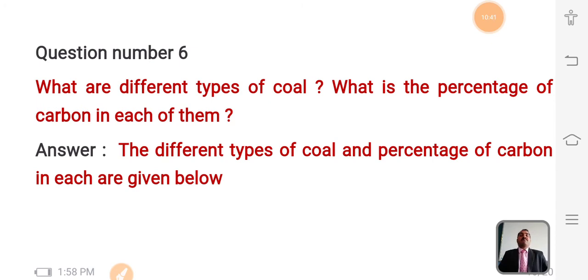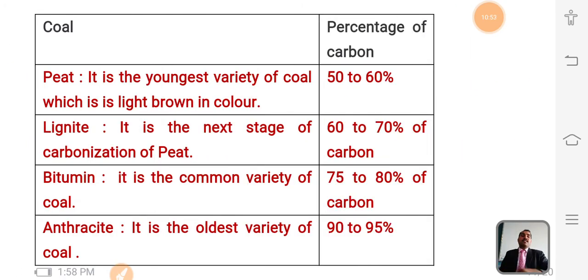Question number 6. What are the different types of coal? What is the percentage of carbon in each of them? The different types of coal and their carbon percentages are given in this diagram. How many types of coal are there generally, dear? There are 4 types of coal: peat, lignite, bitumen, and anthracite.